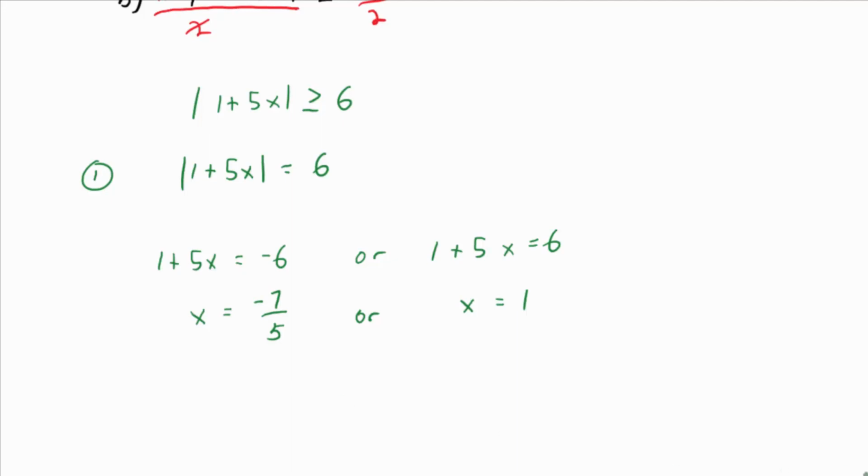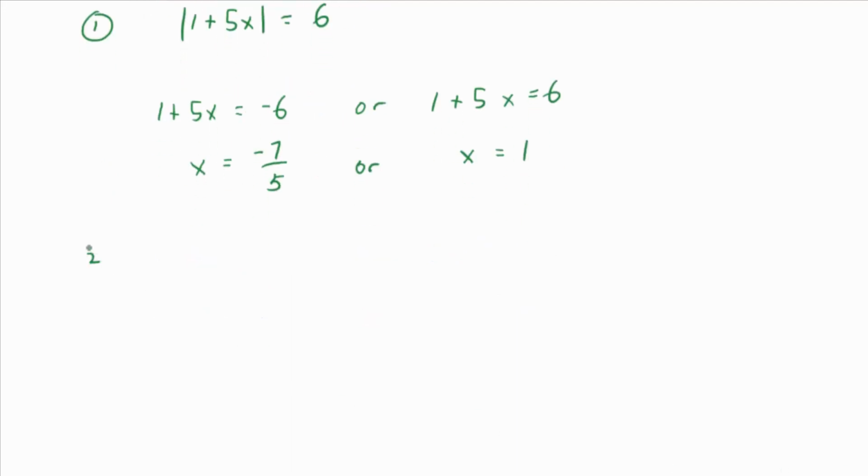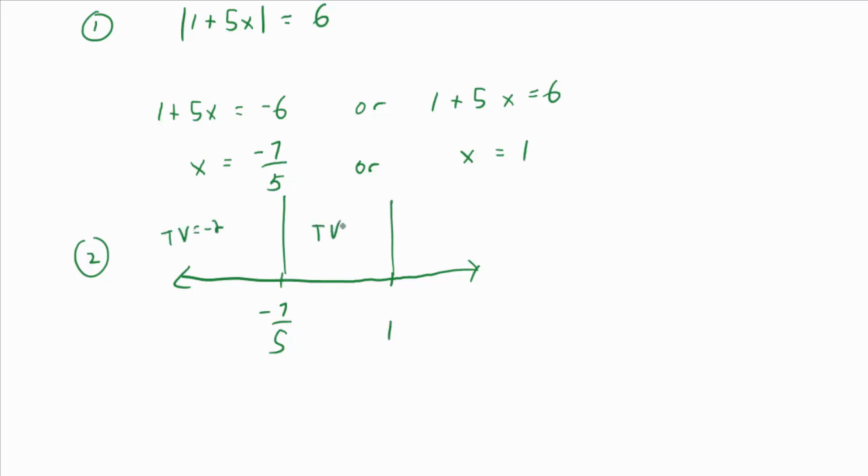Okay. Step 2, make your number line. Well, that's a really curvy number line. Put your critical values on that number line. Okay, same test values as before. We'll use negative 2, we'll use 0, and we'll use positive 2. And of course, we're going to get different results, aren't we?